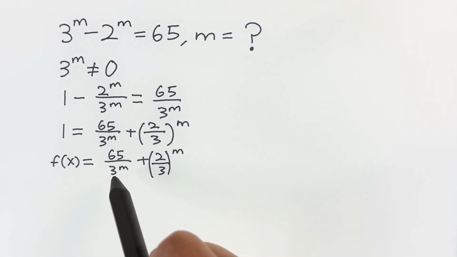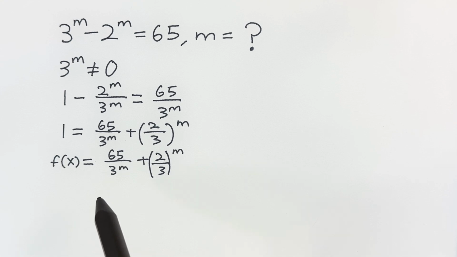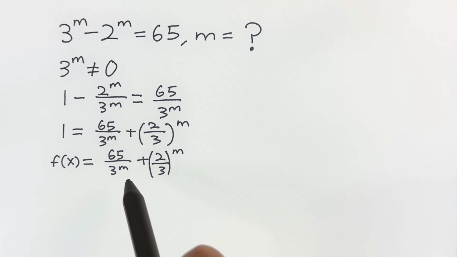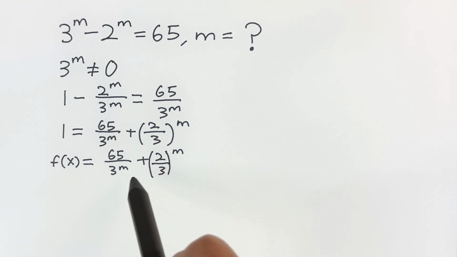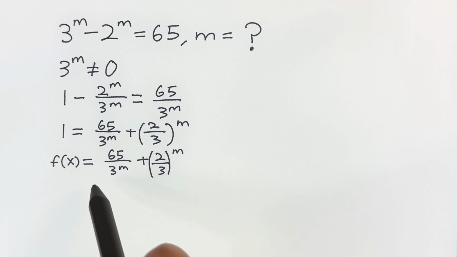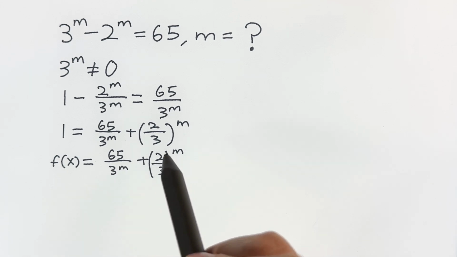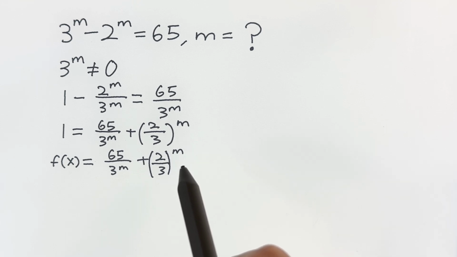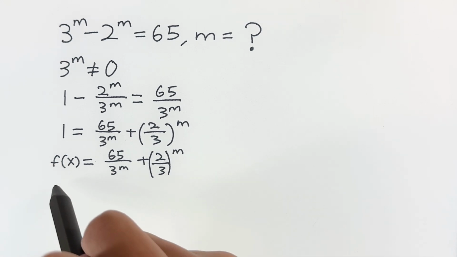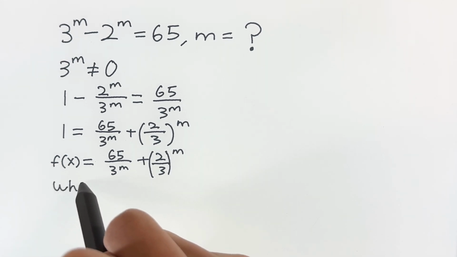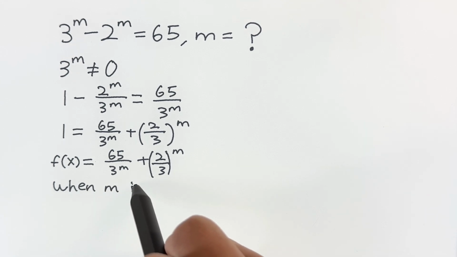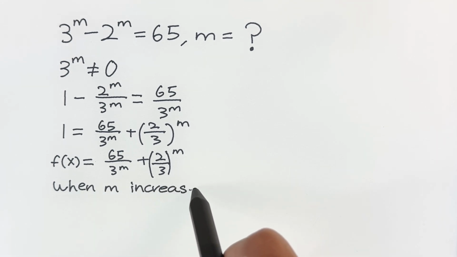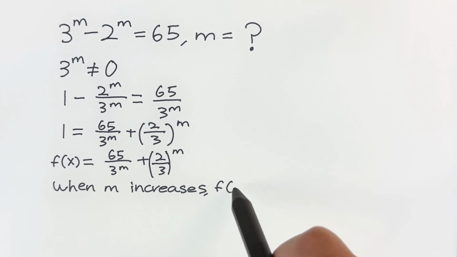Notice that for the first part, for any fraction, to make the fraction as large as possible, you want the denominator to be as small as possible. And then when m is increasing, this means that the denominator is increasing and the fraction is decreasing. Same goes for this one. For any fraction, if we raise it to a power, the bigger the exponent that we raise it to, the smaller the fraction will be. So this means that when m increases, f of x decreases.